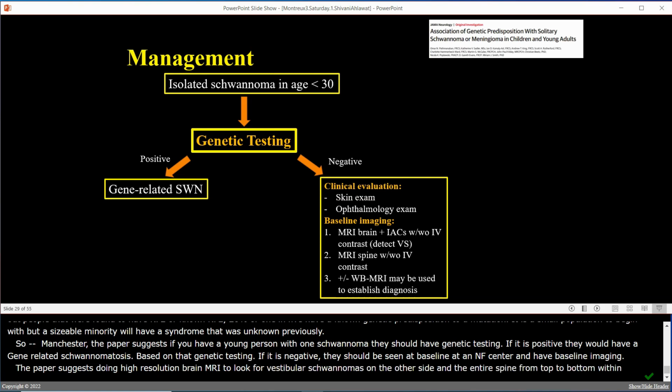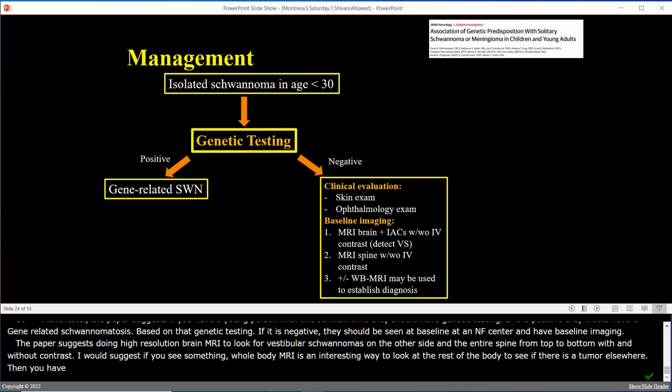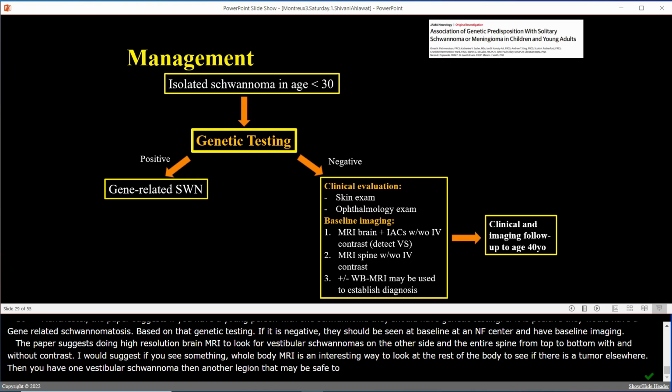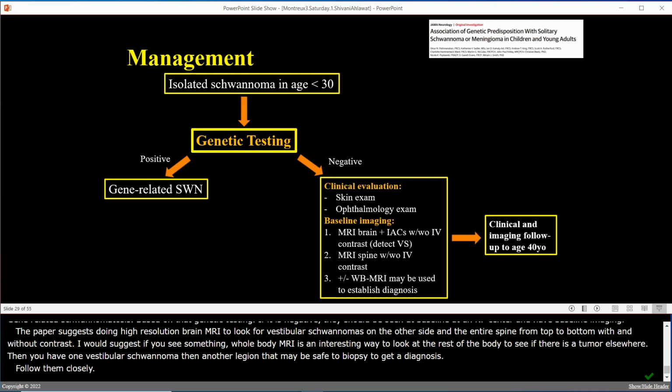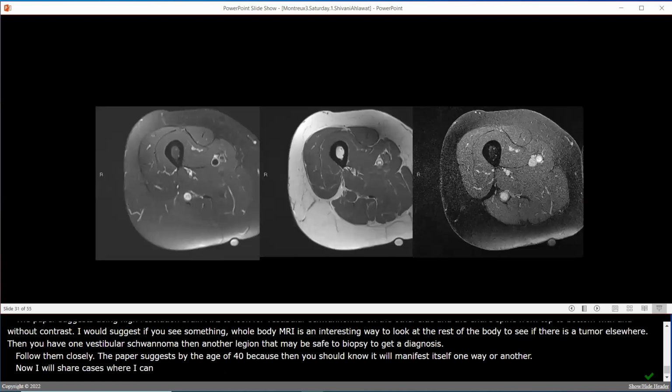I would suggest if you see nothing there, whole body MRI is an interesting way that's non-invasive to look at the rest of the body to see if there's a tumor elsewhere. Then you would have one vestibular schwannoma plus another lesion that may be safer to biopsy to get a diagnosis. And then follow them closely. The paper suggests to the age of 40 because by then you should know it'll manifest itself one way or another. So now I'll share some more cases where I can show you what things imaging can do.